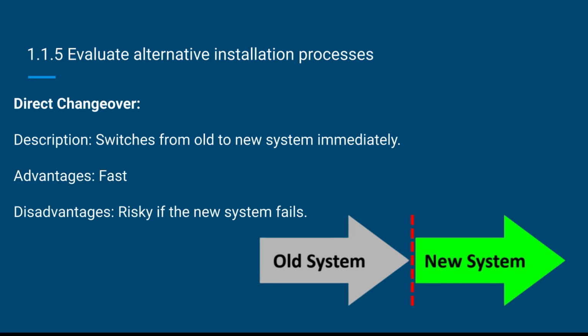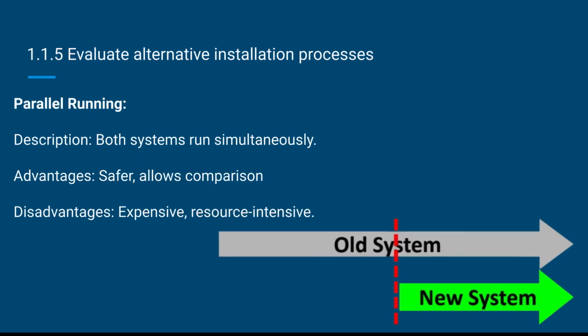Some pros include speed. So you have the new system available as soon as it updates, but disadvantages include how risky it is. In case the new system fails, you will have lost the old system as you didn't save it. Onto parallel running. This is when you have two systems running simultaneously at the same time.